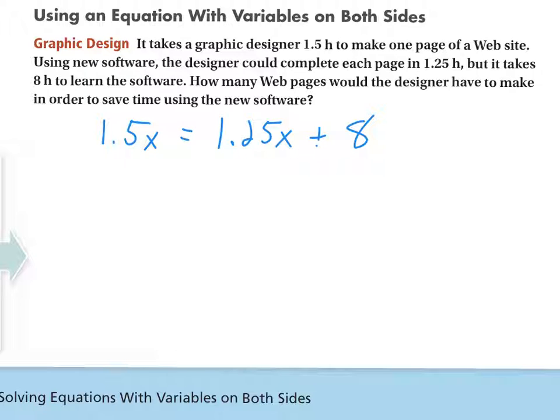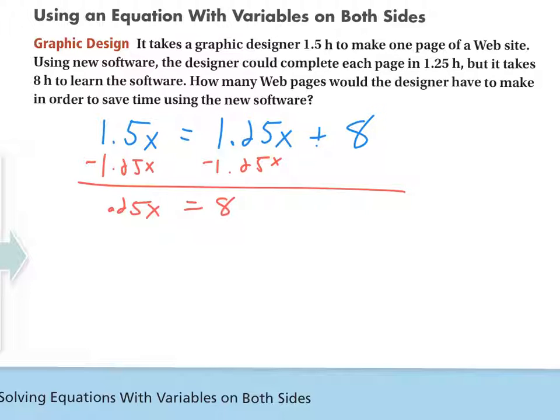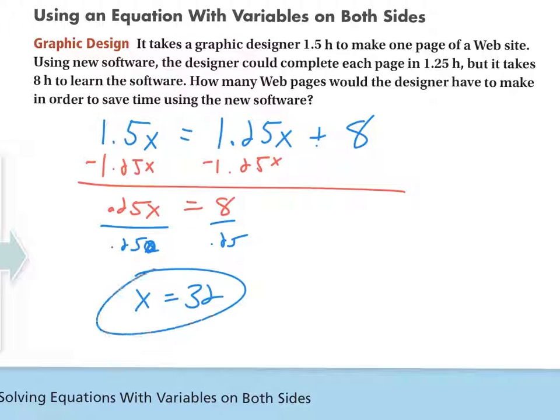So we get all our variables on the same side. All right, you get 0.25x equals 8. Divide both sides by 0.25x, or I'm sorry, by 0.25. And you would get that x is equal to 32. So at 32 web pages, that's when it takes the exact same amount of time. Okay, if he does 1.5 hours per page, or if he takes 8 hours to learn the new software, 8 pages is when it equals out.